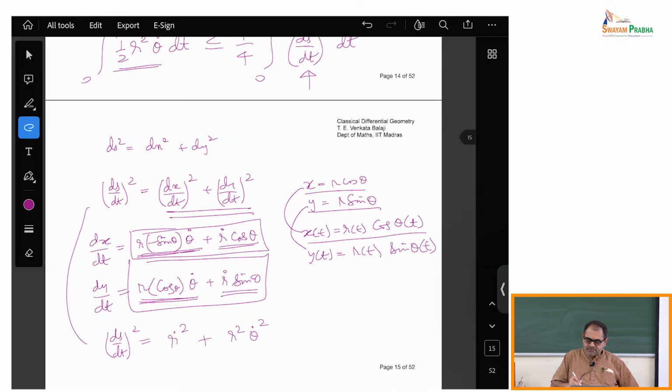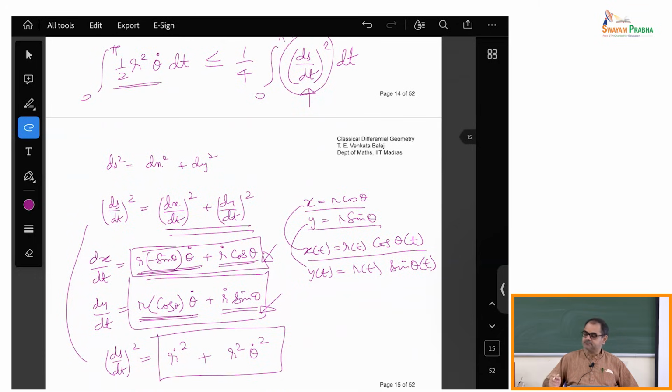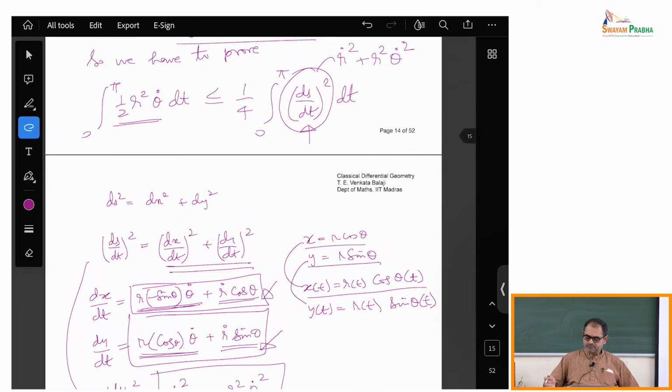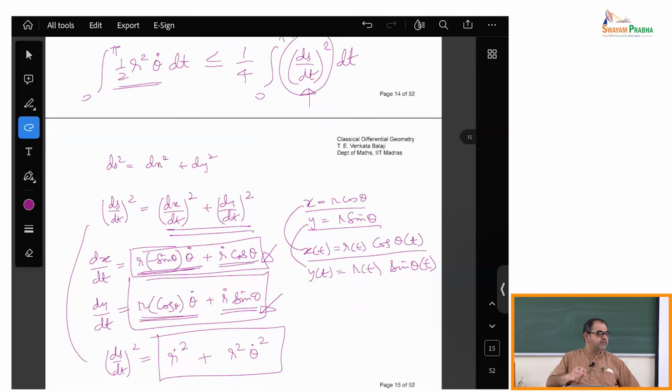Okay, so the first term, when I square, I will get a 2r dot theta dot sin theta into minus sin theta cos theta, and I will get the negative of that here, that will go away. So the nice thing is that this is what it is. So this fellow on the right side is nothing but r dot squared plus r squared theta dot squared. Okay, that is what it is. Okay, so now we are in a very good situation.